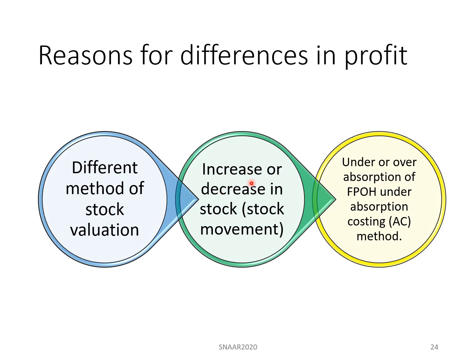Next adalah because of the increase or decrease in the stock, which is the stock movement. Okay, stock movement pun akan menyebabkan ada perbezaan dalam profit marginal dengan absorption. And then, the over or under absorption of FPOH under absorption costing method. So, this will also cause the differences in profit under AC and MC.